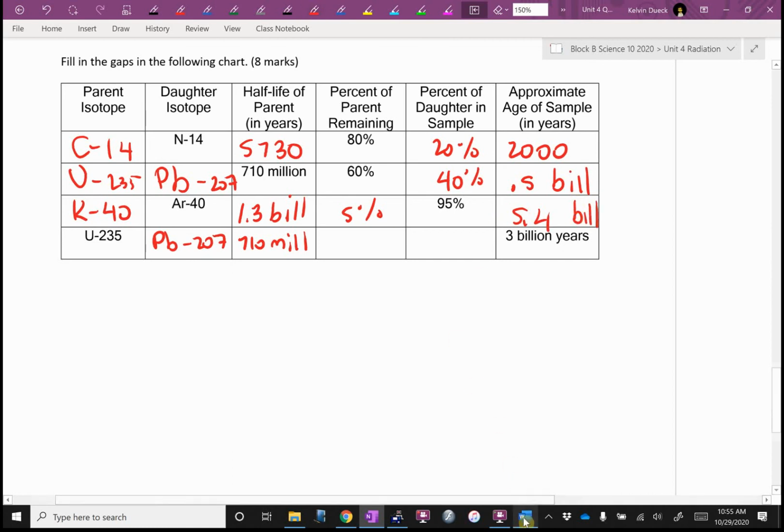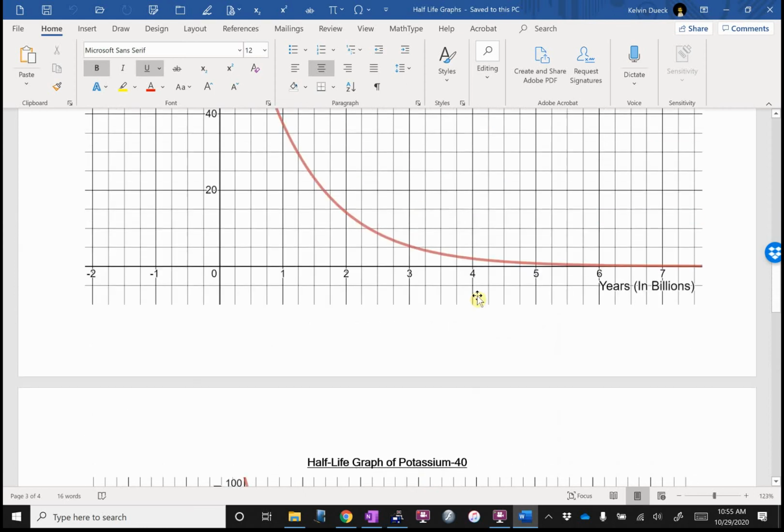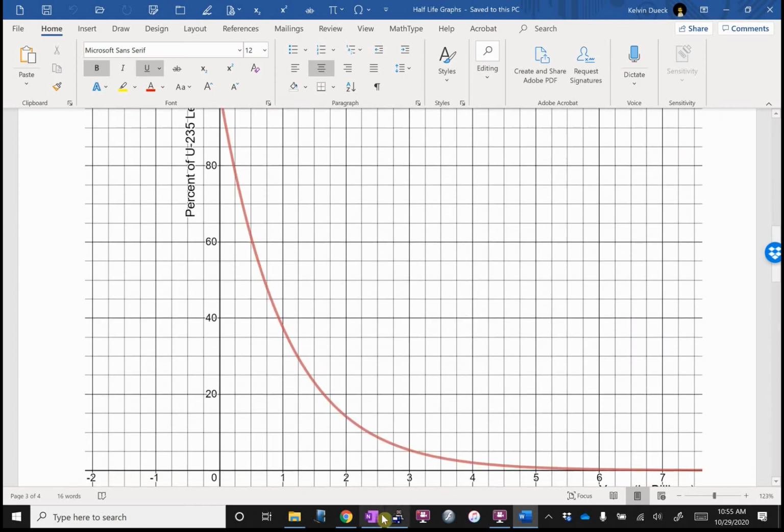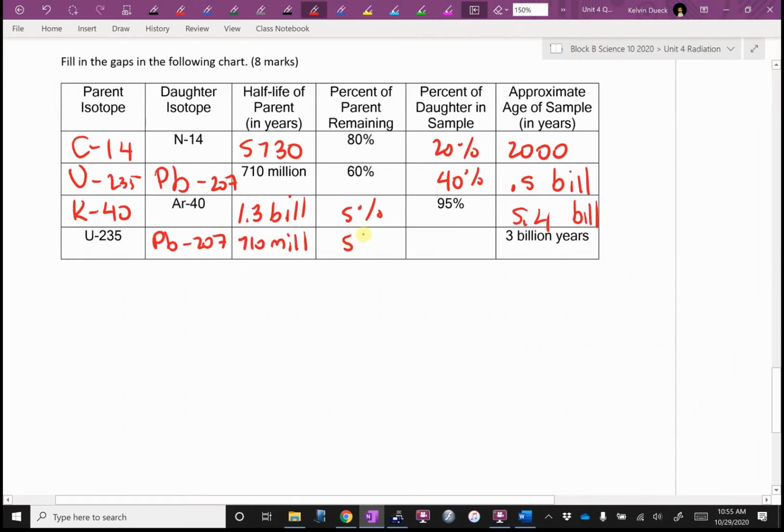This last one, now I'm reading from the x-axis. So it's uranium-235, that's this graph here, and they told me it's 3 billion years old. So now I'm going to read here. Here's 3 billion. Read up and then read across. 5%. What percent must be the daughter then? 95.